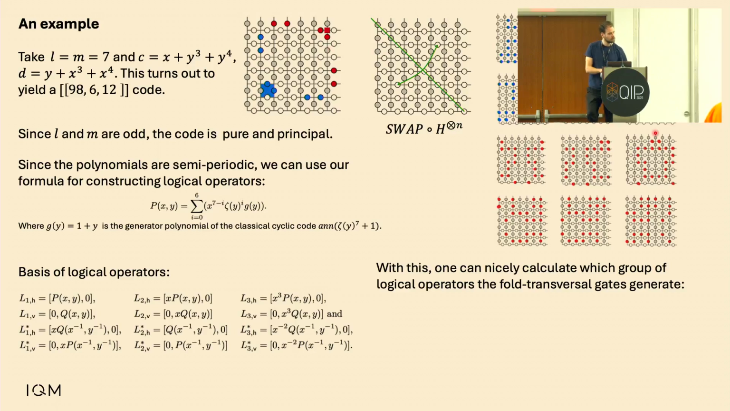And since the distance of the code is 12, there should be a weight 12 logical operator. And these all look like they have much higher weight. Does the weight 12 operator look very ugly?